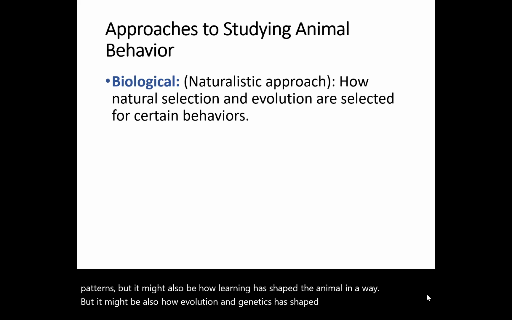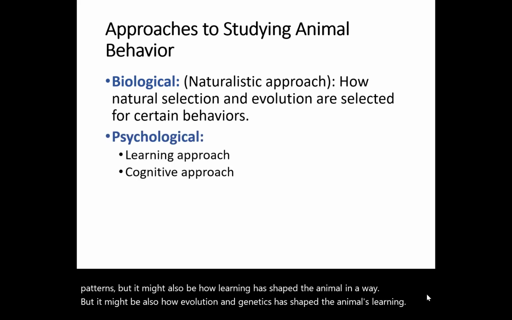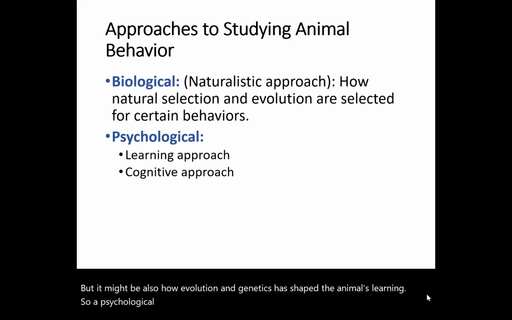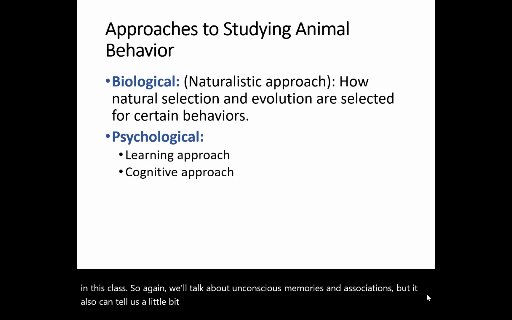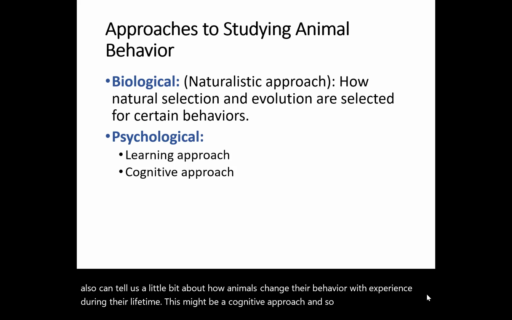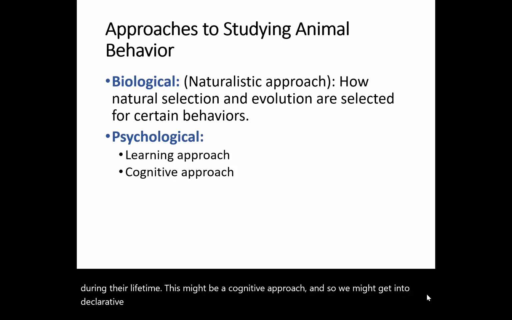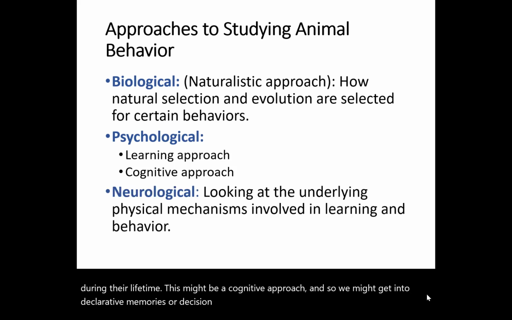but it might also be how evolution and genetics has shaped the animal's learning. So a psychological approach, well, this is the learning approach that we're going to focus on in this class. So again, we'll talk about unconscious memories and associations, but it also can tell us a little bit about how animals change their behavior with experience during their lifetime.